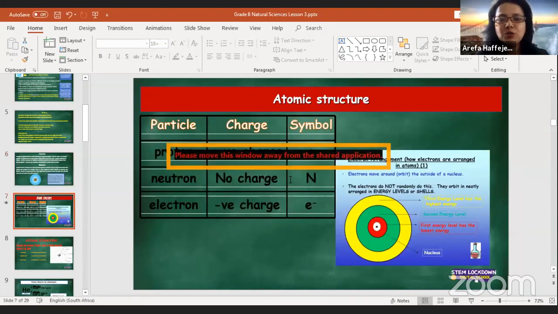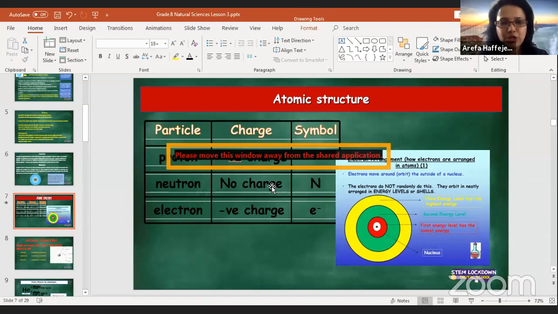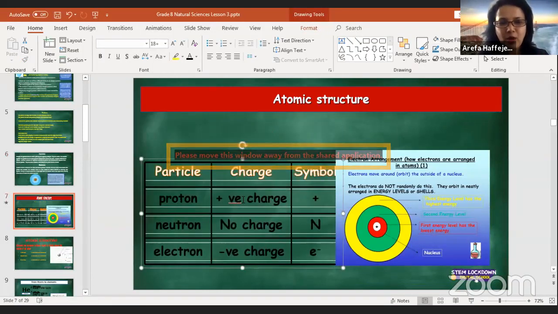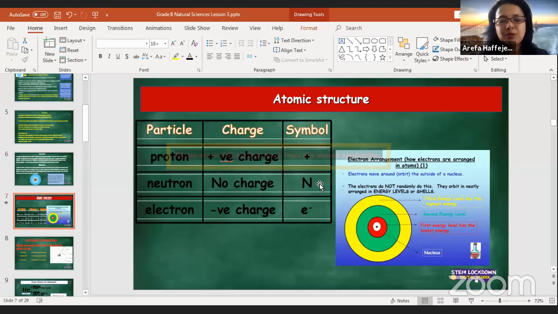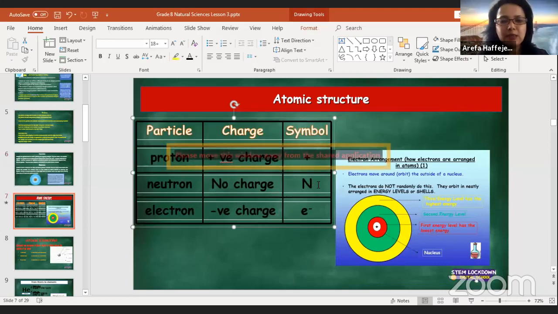So if we go on to what an atomic structure is, we have particles. The particles are basically the proton, the neutron, and the electron. And then we have the charge. For a proton, we have a positive charge and the symbol is a plus sign. Then we have the neutron. The neutron has no charge, which means the symbol is just a capital letter N. And then we have an electron. The electron has a negative charge and the symbol is E with a little minus at the top.